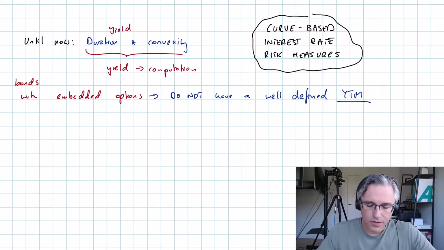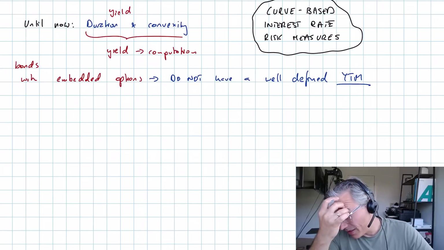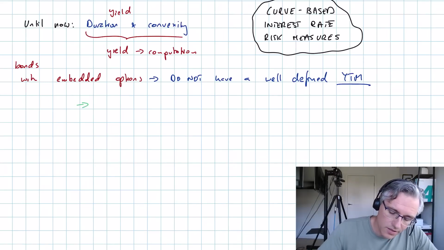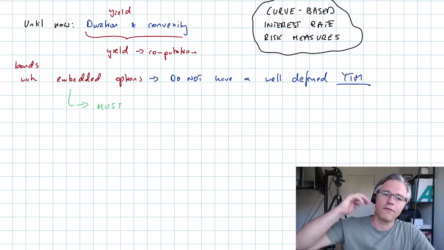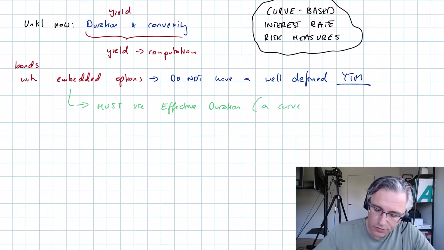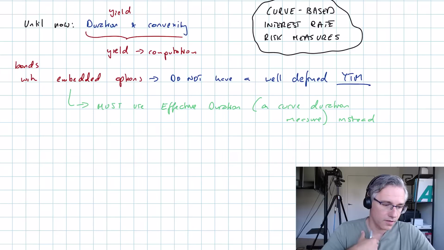So it's difficult to use yield-based duration and convexity measures, or pretty much impossible in these cases, unless you know the bond will not be called, because interest rates are so high that it doesn't really make sense to call the bond. So in such cases, if we've got bonds with embedded options, and this is likely to come up in a theoretical question, you must use what we call effective duration. Effective duration is a curve duration measure instead of your classic yield-based duration and convexity measures.